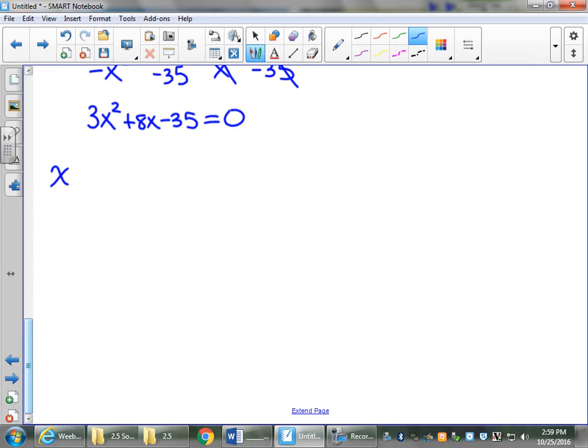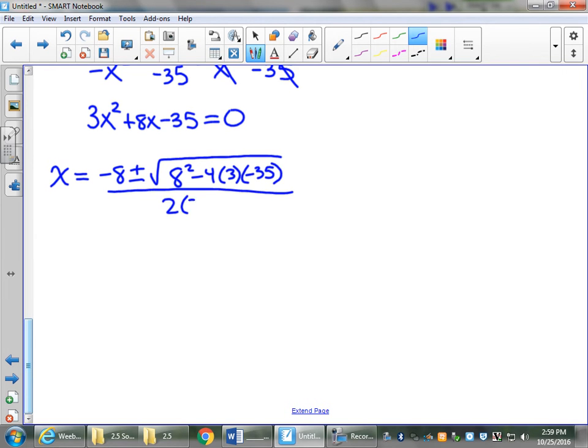X equals negative b plus or minus square root of b squared minus 4ac, all over 2a. That's what it should look like after round 1 of inputting your numbers. Keep working underneath the radical next.